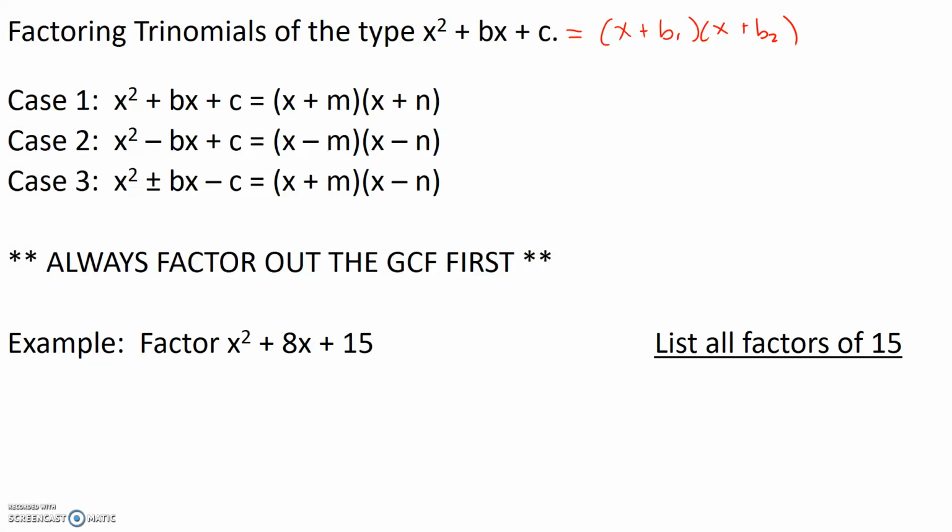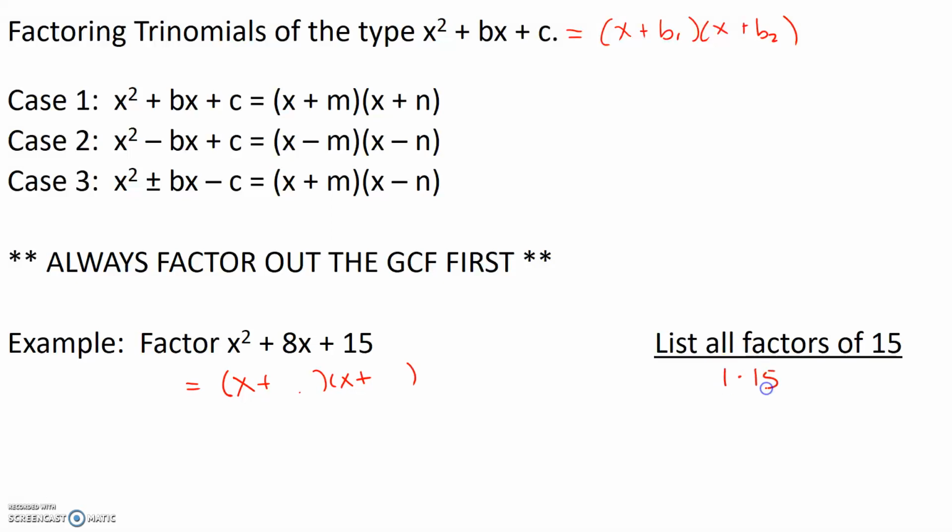Let's start with this example. Let's factor x squared plus 8x plus 15. Now, because our last term is positive and our middle term is also positive, we have case 1. In case 1, we have x plus something times x plus something. Now remember that these two numbers multiply to be 15. So since these two numbers have to multiply to 15, let's list all the factors of 15. And when we list the factors of any number, we always start with 1. So don't start with 5 and 3, because then you might forget factors in the middle.